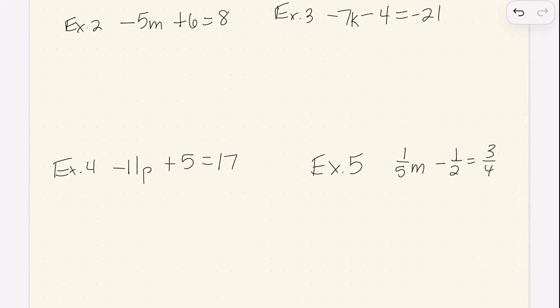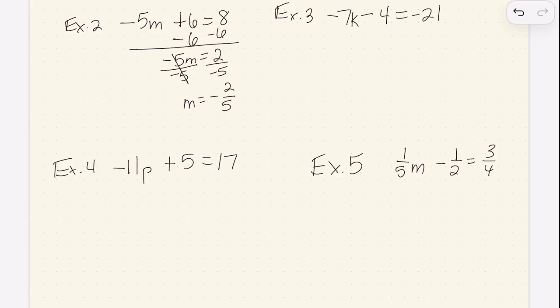The next problem, negative 5m plus 6 equals 8. My first step is I am going to subtract 6 from both sides. And I am left with negative 5m equals 2. Now be careful here. If you have a negative in front of your variable, then you need to be dividing by or multiplying by that negative number to make sure that it is a positive 1 in front of your variable. So in this case, I'm going to be dividing by negative 5, and if I do it to one side, I need to do it to both. So that would reduce down to 1m equals negative 2 over 5.